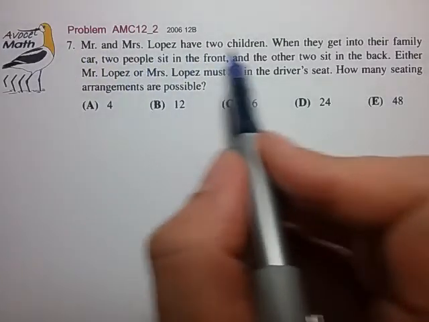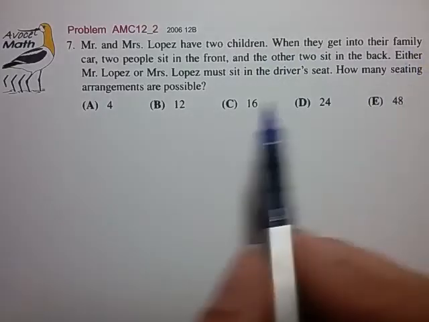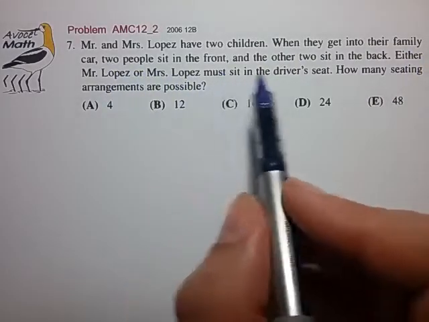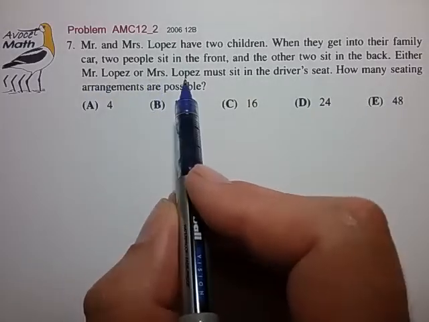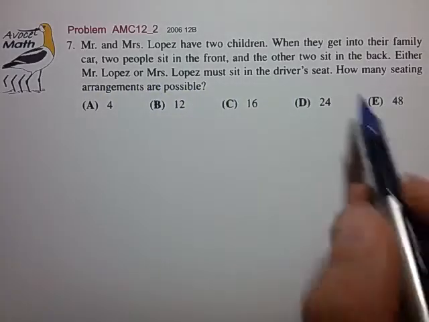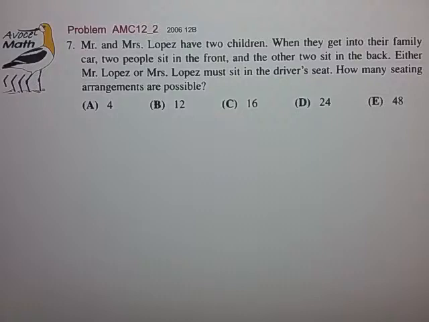Mr. and Mrs. Lopez have two children, but when they get into their family car, two people sit in the front and two others sit in the back. Either Mr. Lopez or Mrs. Lopez must sit in the driver's seat. How many seating arrangements are possible?